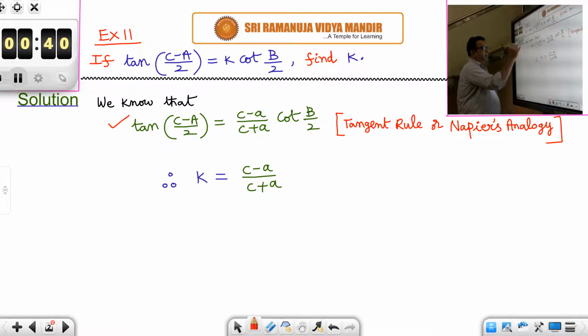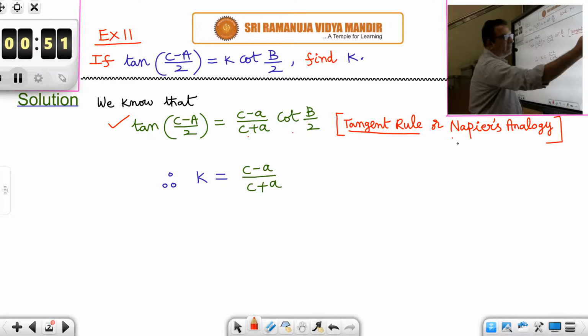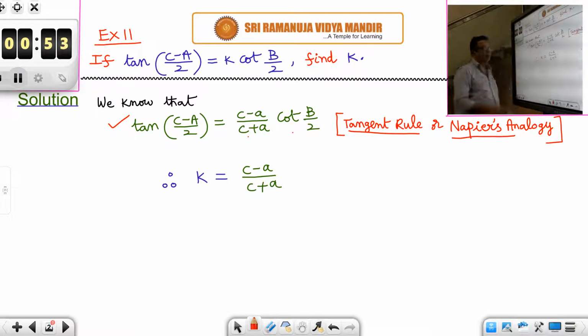See, tan (C minus A)/2 is equal to (C minus A)/(C plus A) cot B/2. This is one of the three formulas which is called the tangent rule or Napier's analogy. Tan (A minus B)/2 is equal to (A minus B)/(A plus B) cot C/2. Tan (B minus C)/2 is equal to (B minus C)/(B plus C) cot A/2. Last one, tan (C minus A)/2 is equal to (C minus A)/(C plus A) cot B/2. So these three formulae are called the tangent rule.